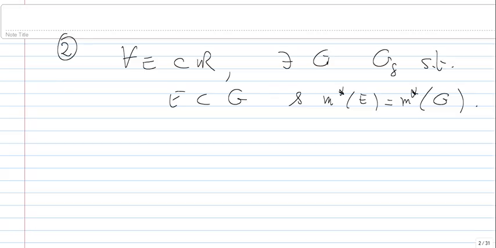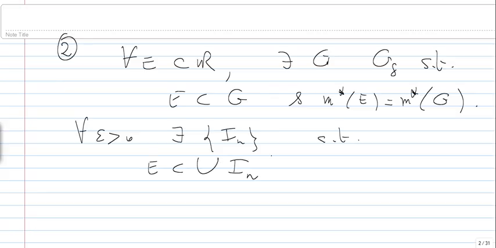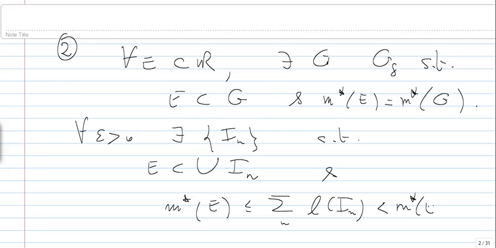Now, what do we do? First we have to go back to the definition of the outer measure. We know that for every epsilon, there exists a sequence of open bounded intervals I_n such that, first of all, E is in the union of the I_n's, and the outer measure of E is less than or equal to the sum of the lengths of the I_n's, which is less than the outer measure of E plus epsilon.